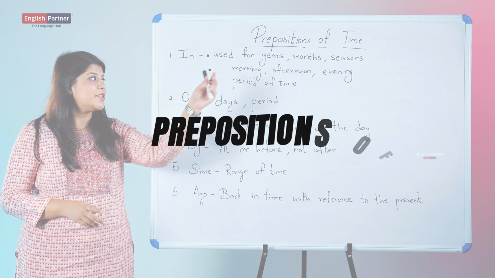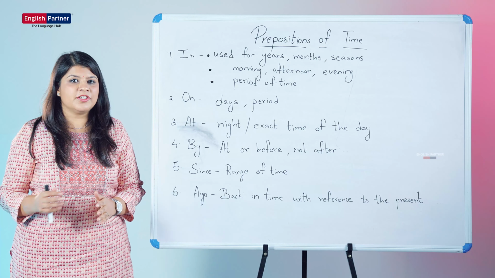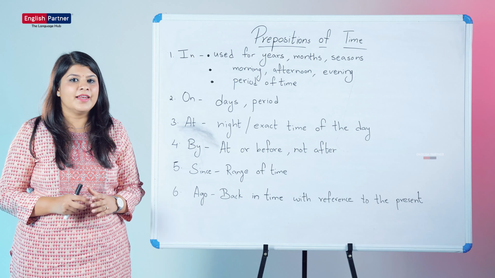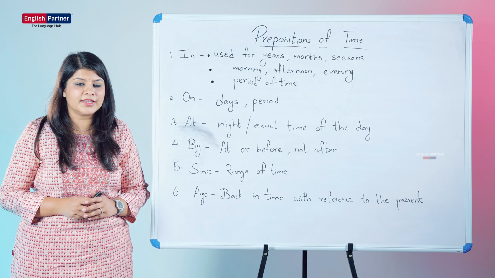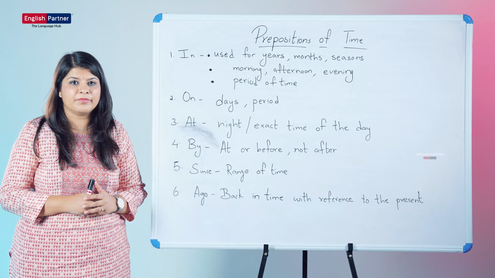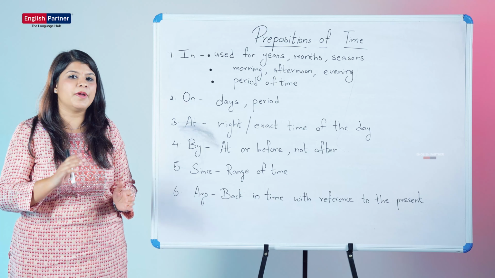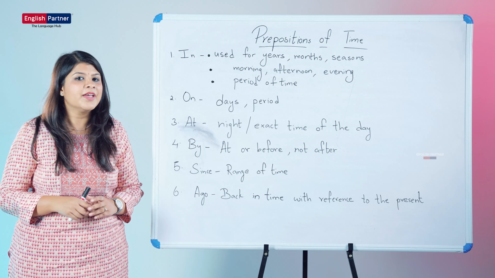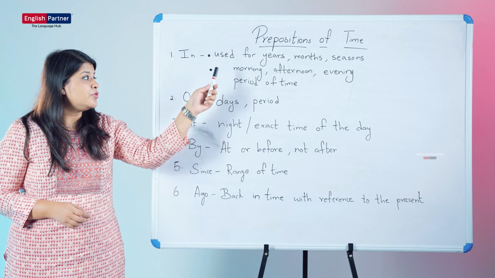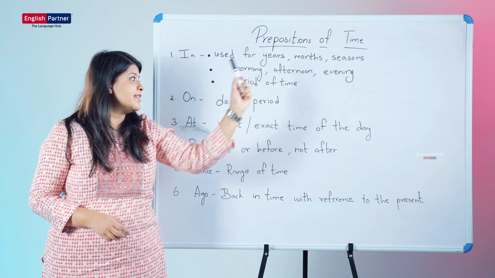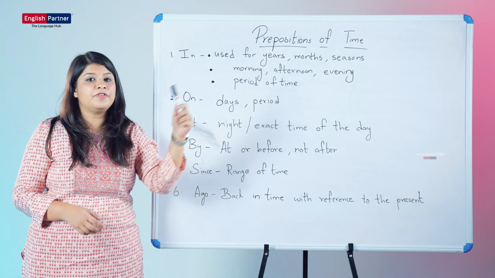आज सीखते हैं preposition of time के बारे में। Prepositions of time और prepositions of place काफ़ी सिमिलर हैं, लेकिन जहाँ हम टाइम डिनोट करने के लिए prepositions यूज़ करते हैं तो वो prepositions of time बन जाते हैं, और जहाँ place डिनोट करने के लिए हम prepositions यूज़ करते हैं वो preposition of place बन जाते हैं। चलिए इनके कुछ एग्जाम्पल्स देखते हैं। In used for years, months, seasons, morning, afternoon, evening or period of time.